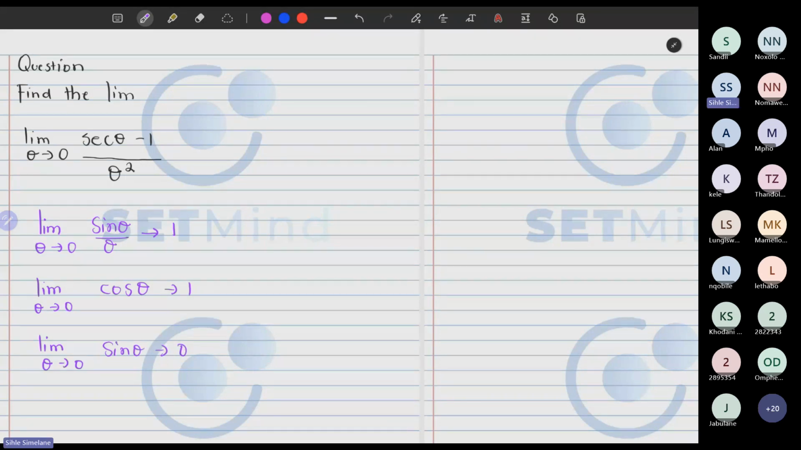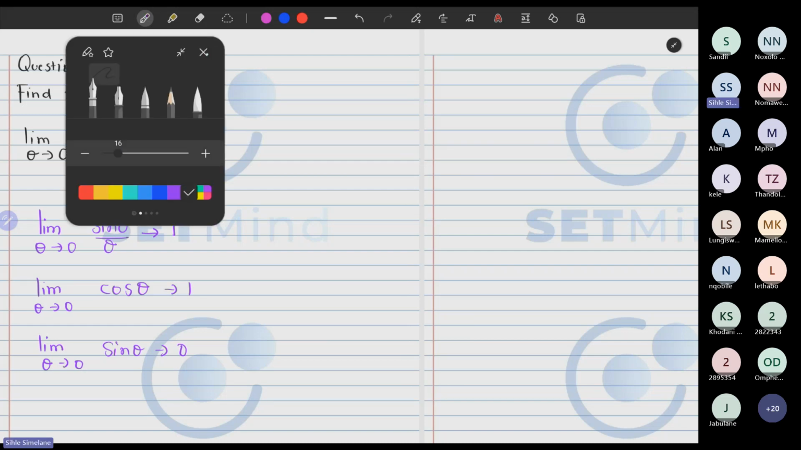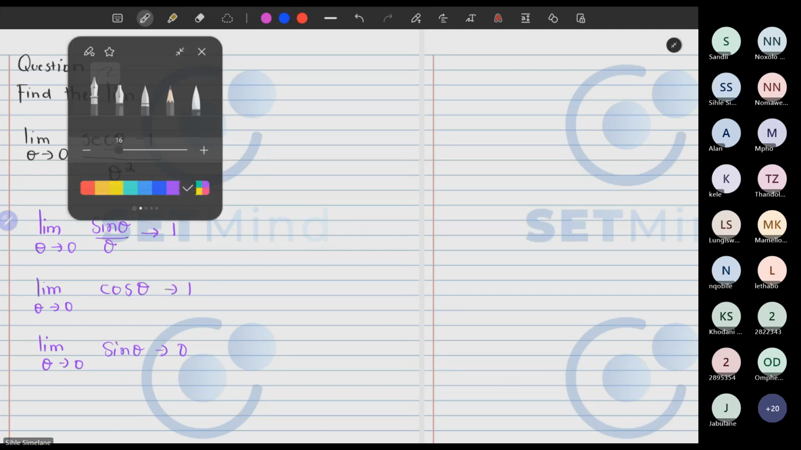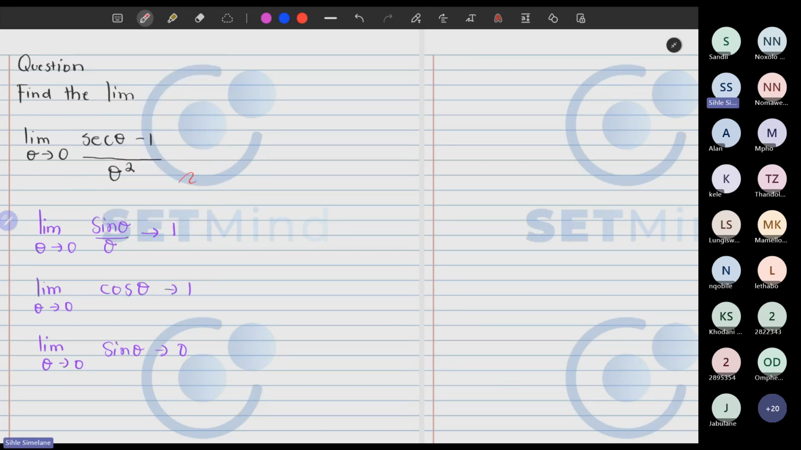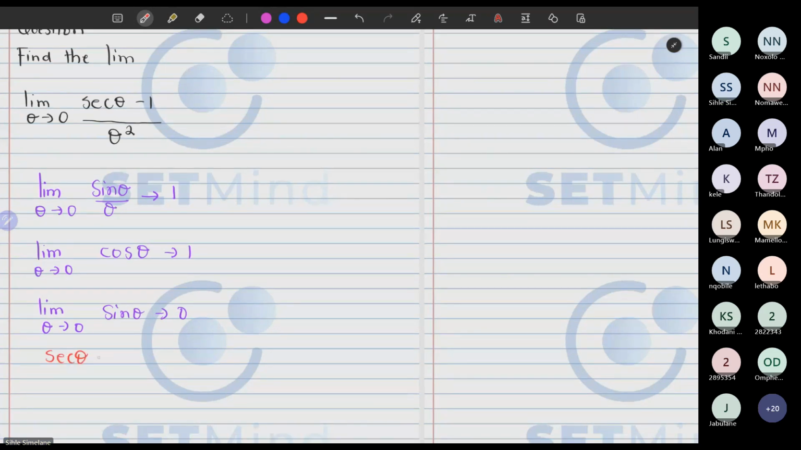So now the question is, how can we work around this and find the answer they want? We need to think harder. Anyone who has a suggestion? And please remember that our sec theta is equal to what? 1 over cos theta. So what can we do here? We can change sec theta to 1 over cos.